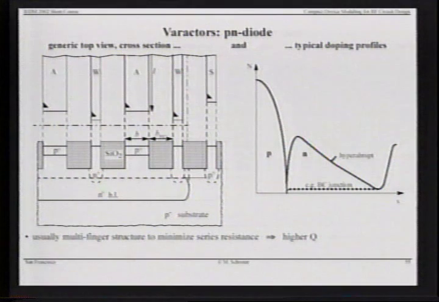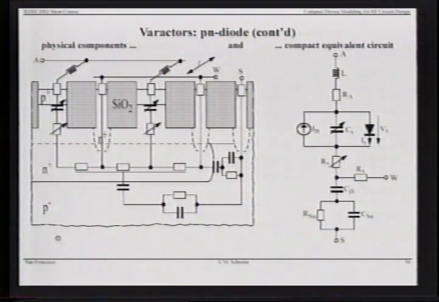But in many processes, we don't want to spend an additional implant, so we have to live with a constant doping profile. That just impacts the capacitance change with the voltage.